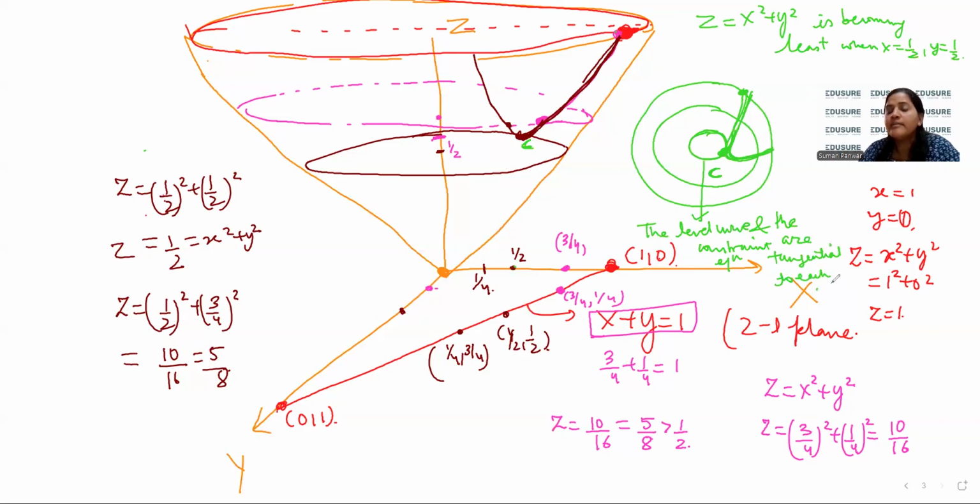Okay. They are becoming tangential to each other. They are touching each other. They are not crossing each other. So what is happening? So my level curve. What was my level curve? My level curve was z equals f of x, y. And the level curve is becoming some constant because I'm giving a constant value.